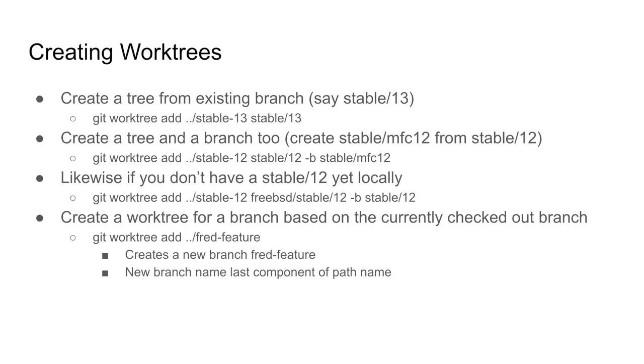The one thing that Git will do is if you don't give it a branch name, it will automatically create the branch name based on the last component of the path. So I have dot dot slash Fred feature here. You could have a big long path. It doesn't matter. It just uses the last component, the last directory of that, for the branch name.